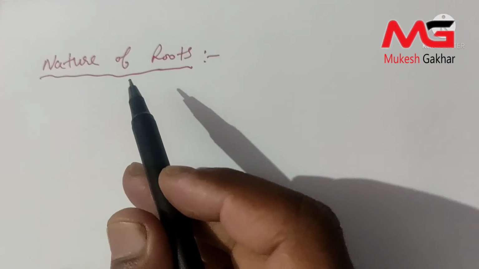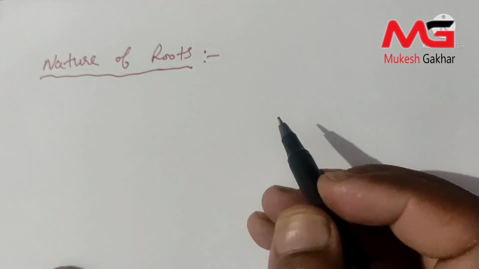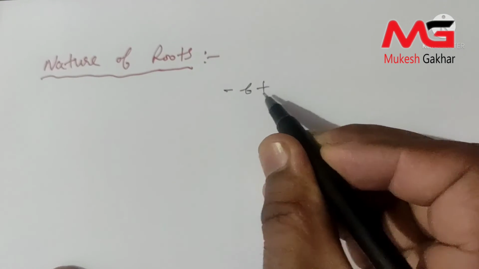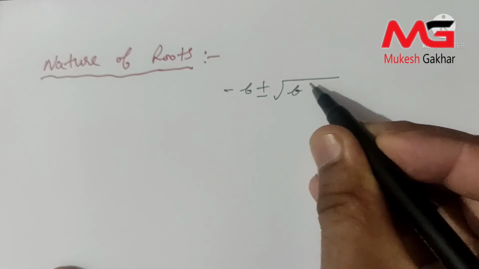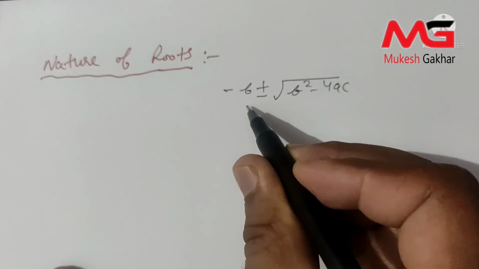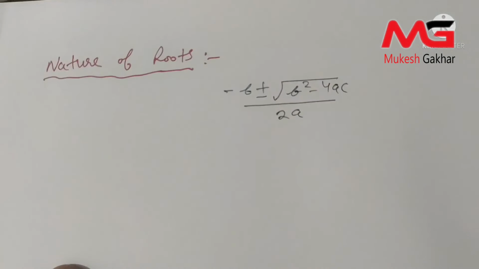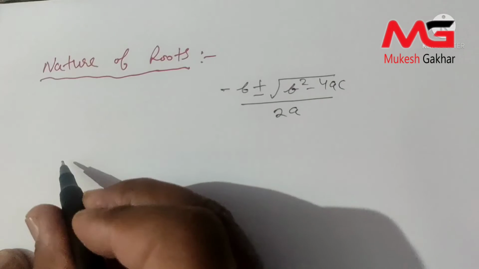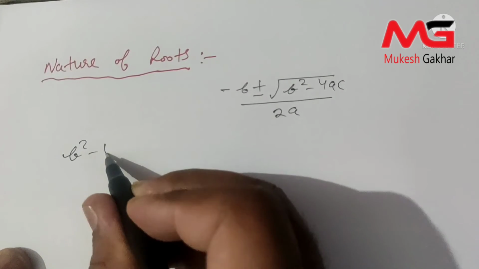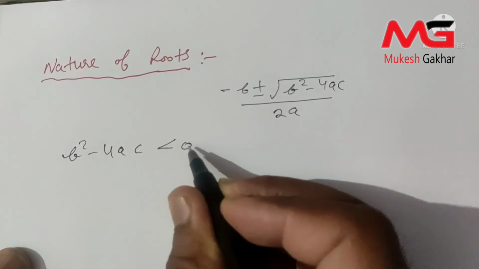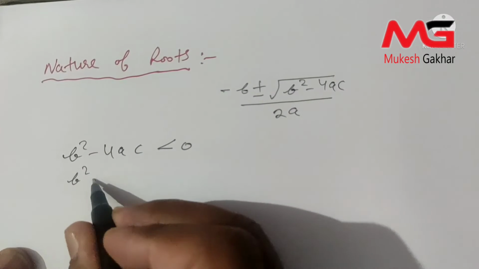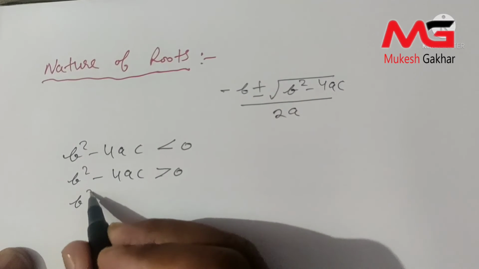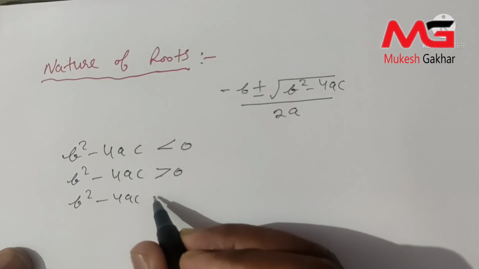Now we will start with nature of roots. So remember that formula, the quadratic formula: minus b plus minus root b square minus 4ac upon 2a. Now nature of roots are of three types. First one is b square minus 4ac is less than 0. Second one is b square minus 4ac is greater than 0. Third one is b square minus 4ac is equal to 0.